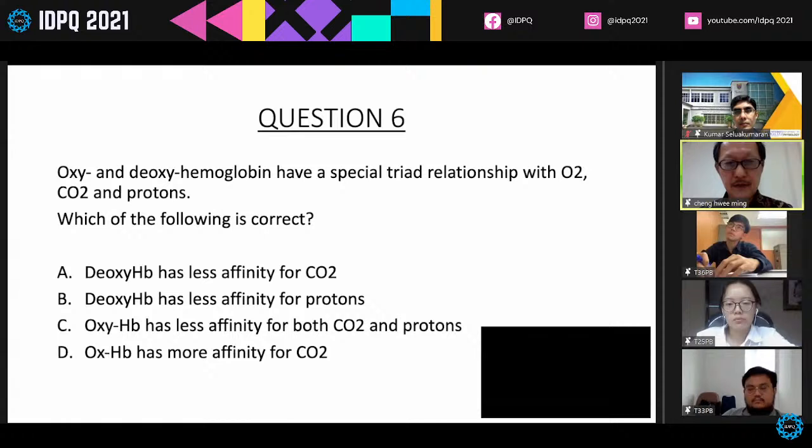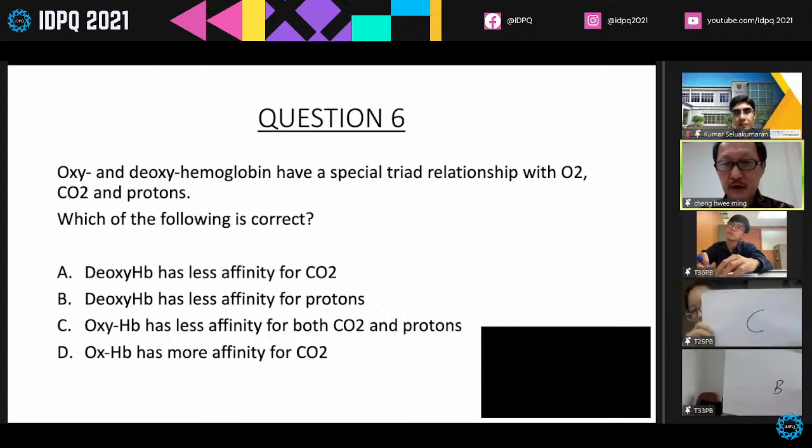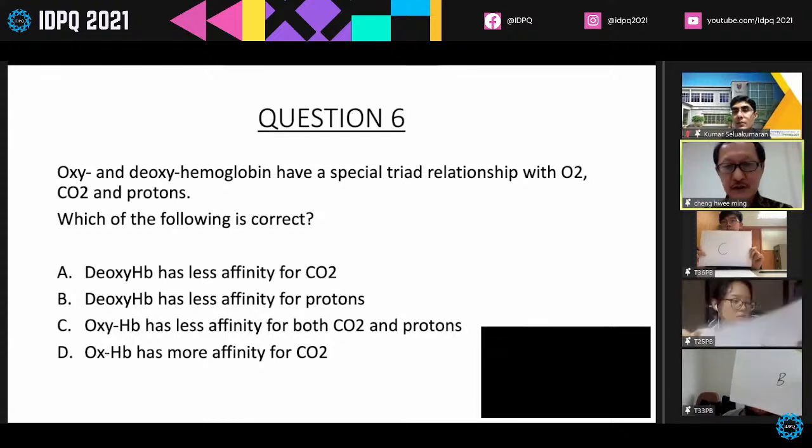Okay, time's up. Okay, the answer to this is actually something called the Haldane effect. So Haldane's effect is actually described by C. When you oxygenate the hemoglobin, it has less affinity for both the carbon dioxide as well as the proton. So team 36, C is correct. Team 25 is correct. And team 33, the answer is wrong.